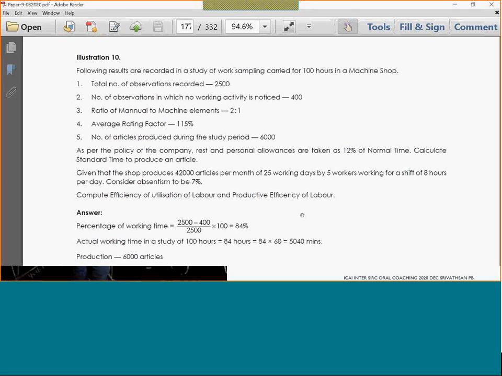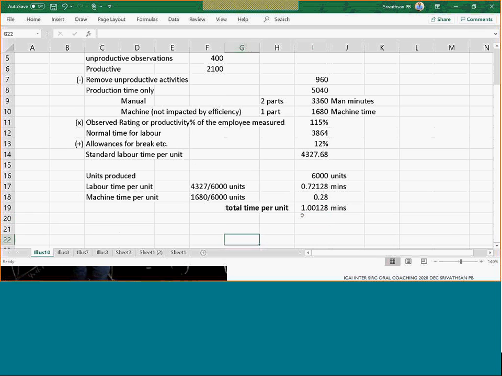Next: calculate, a plant produces 42,000 articles per month of 25 working days, by workers working 8 hours per day, with maximum absenteeism of 7%. So we have the time required per unit. This is standard time. Now actual working.